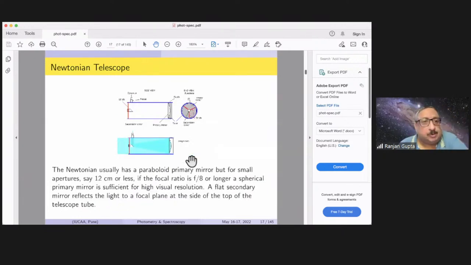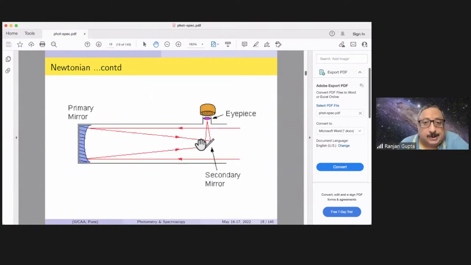I will not go into too much detail, but the secondary mirror is supported by what is called a spider. In this case, you can see three bars coming like this. You will say that, okay, that is obstructing the light to the primary mirror. But the percentage of obstruction compared to the size of the mirror is very, very small.